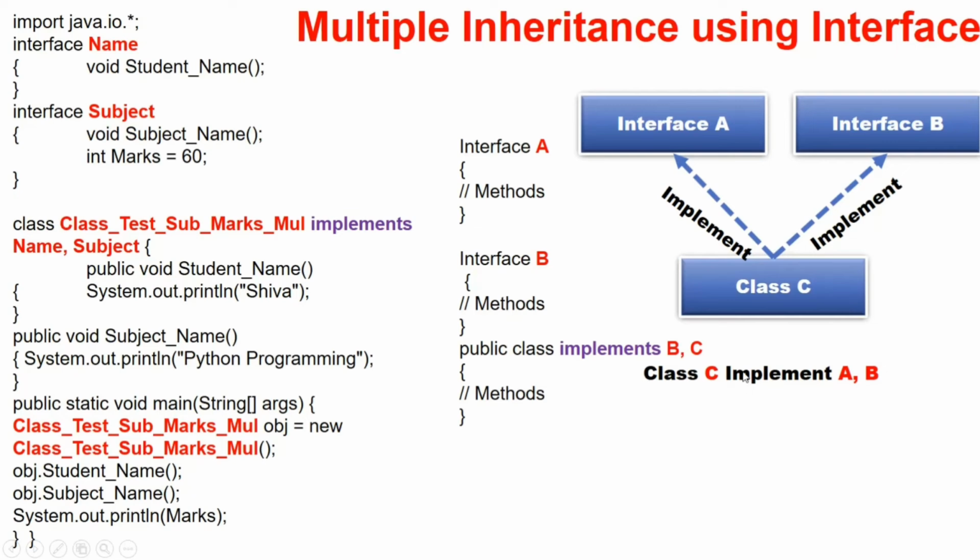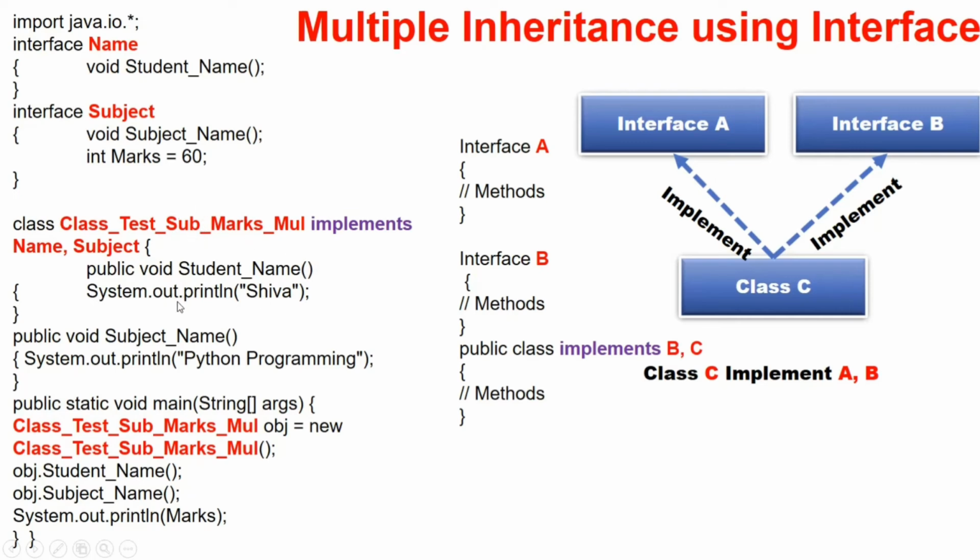So here the class is C. This class C is going to implement A as well as B, right? So this is the general structure. A is an interface, B is an interface. Here public class C is going to implement B as well as A, right? Now we come to the program. So interface name has a method called student name, and interface subject has a subject name as well as marks. So now we come to the class.